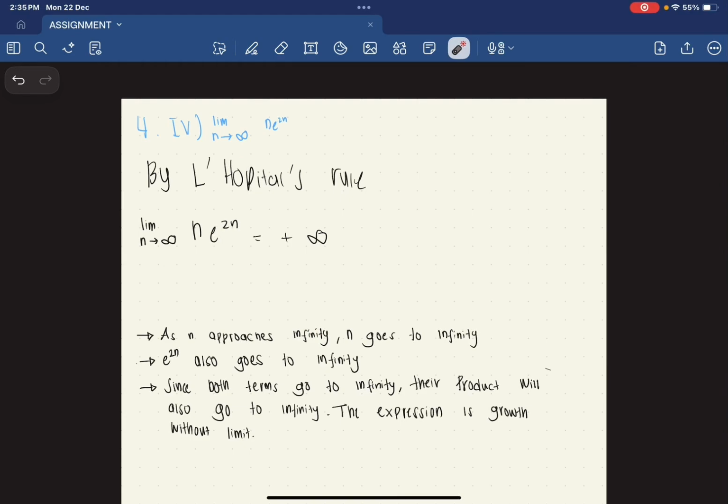Question 4, Roman 4. As you can see, as n approaches infinity, n goes to infinity, and e to the power of 2n also goes to infinity. So the exponential function grows much faster than a linear function. Since both factors increase without bound, their product also increases without bound. So the expression grows without limit.